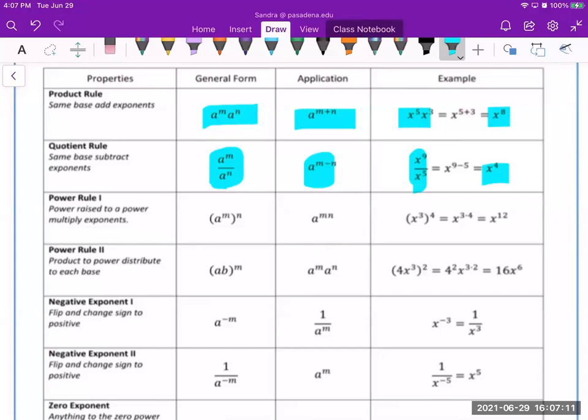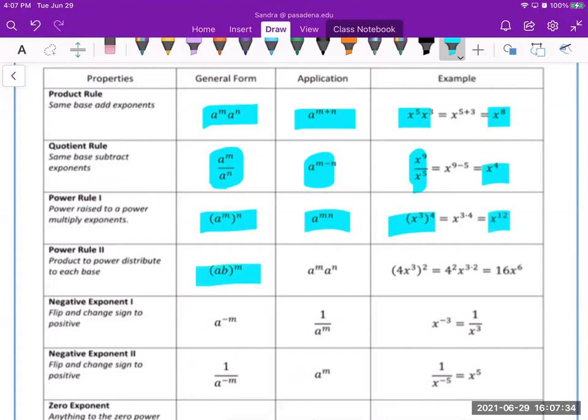Power rule number 1 says I have a to the m in parentheses raised to the n power. We can multiply the exponents out. So I multiply the m times the n. And here's an example, x to the 3rd in parentheses raised to the 4th power. When you multiply 3 and 4, that becomes x to the 12th power.